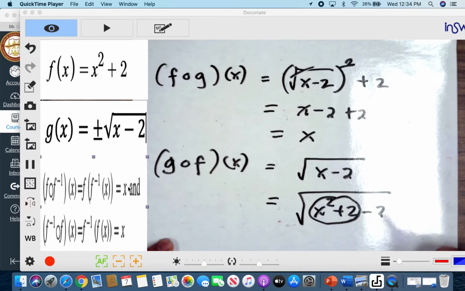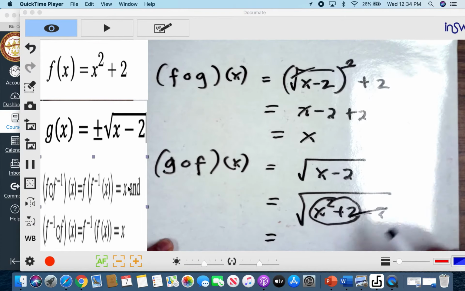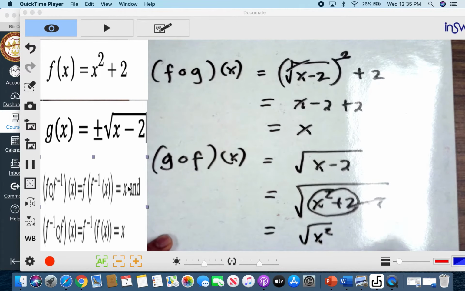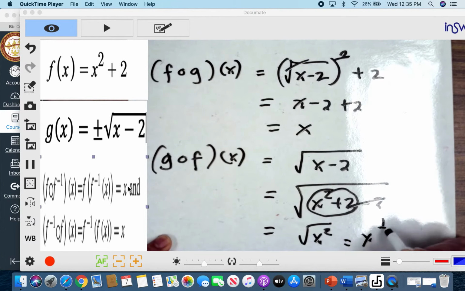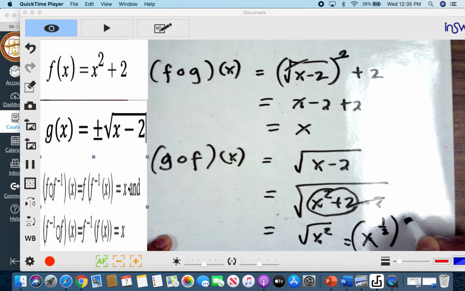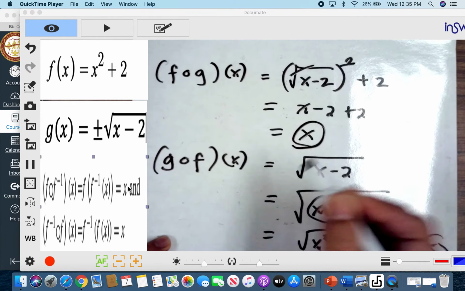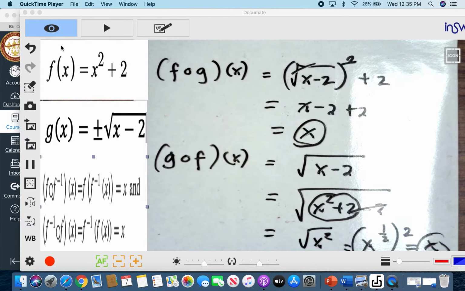All right? And we know that 2 minus 2 is 0. So we will have the square root of x squared. But this means x raised to 1/2 raised to 2. And so it's equivalent to x. So therefore, the two functions are really inverses of each other.